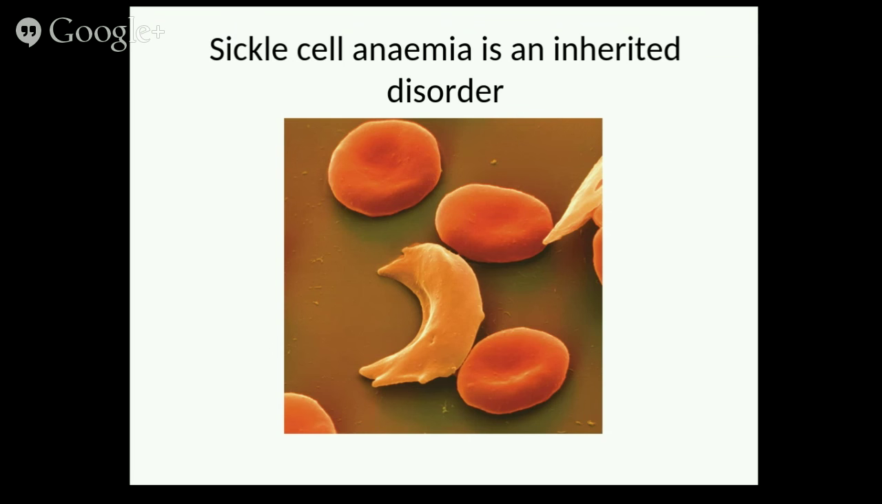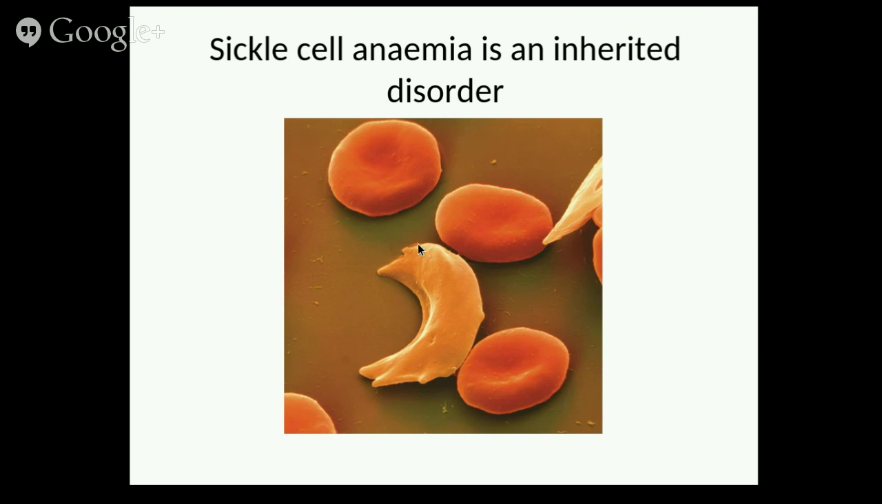Right. This next part of the topic is looking at genetics and looking at genetic crosses. Sickle cell anemia is an inherited disorder. Now, if you look here, this is your red blood cell. Can you see how it's a nice disc shape? That's because it's got a large surface area, it can carry lots of oxygen.